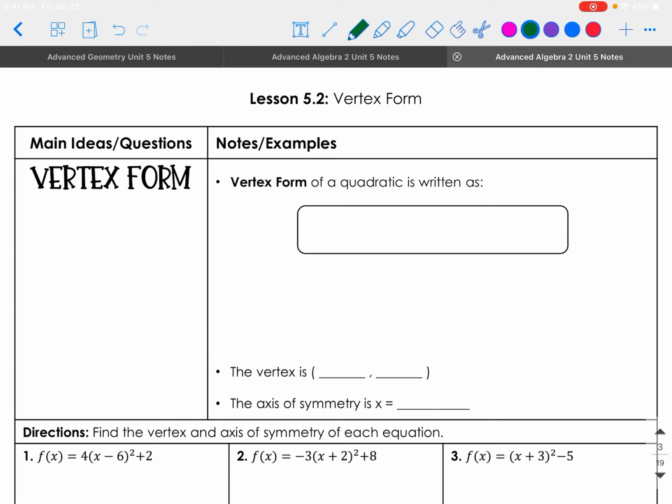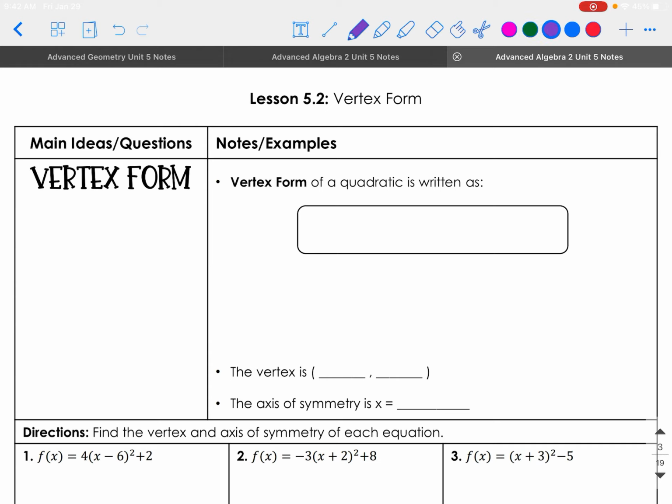The only good reason for using vertex form is because you can just look at it and tell what the vertex is. Any of the other stuff we do later on in this unit, we will be using what's called standard form, but vertex form, again, just tells us the vertex, basically.